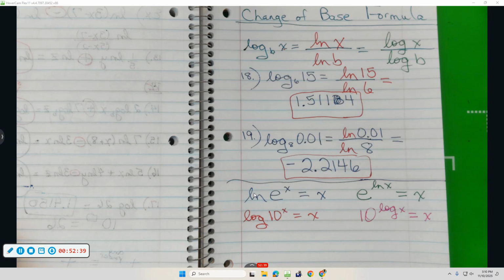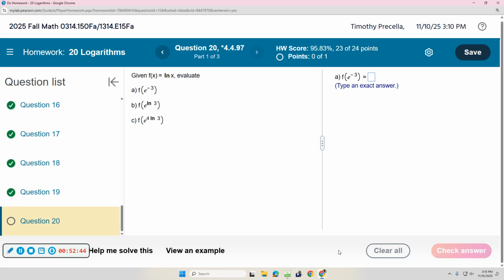With that in mind, let's look at number 20. This is the last problem, so is it going to be the hardest one? Maybe. Okay, they give us the function f of x is equal to ln x. And I'm going to write all three parts down. They want us to find a. You can write as big as you want, because that's the last one and you have all that room.